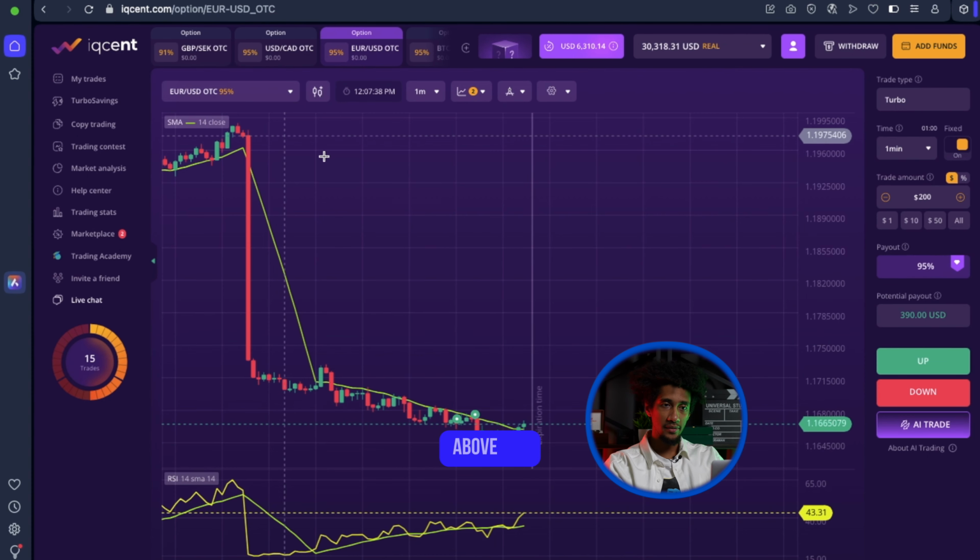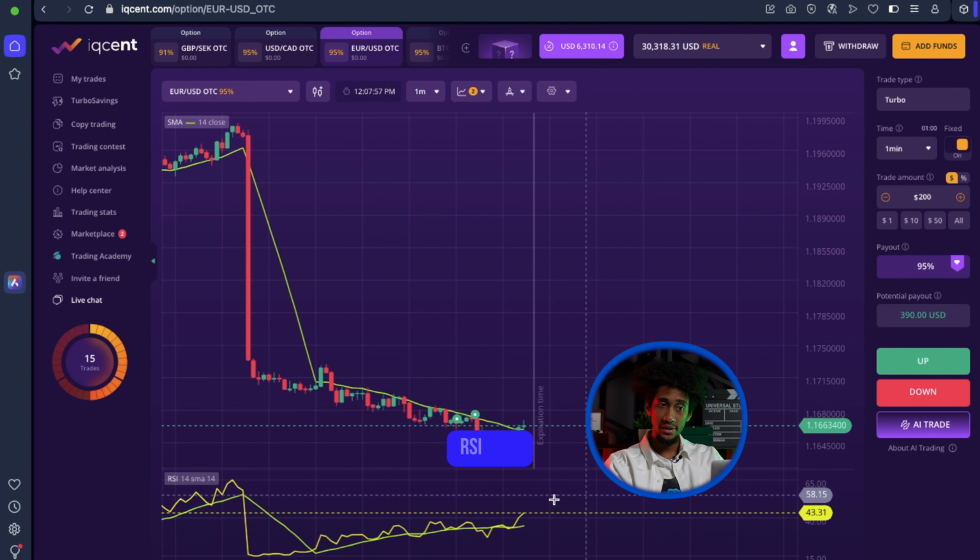If candles are above the line, it's an uptrend. If they're below, it's a downtrend. Simple. Right now, price just moved above the moving average. Looks like an upward shift. RSI also shows strength, so time to go up again. No rush, we wait.